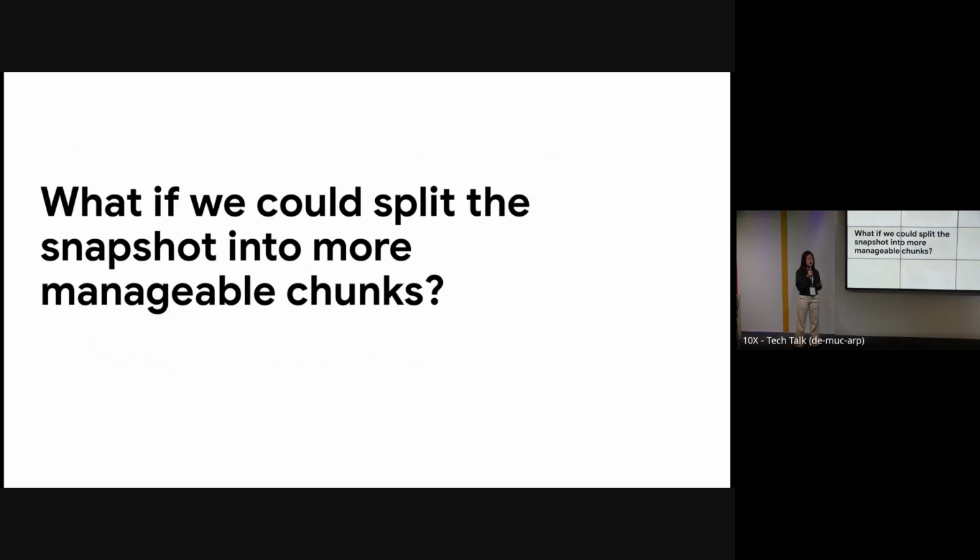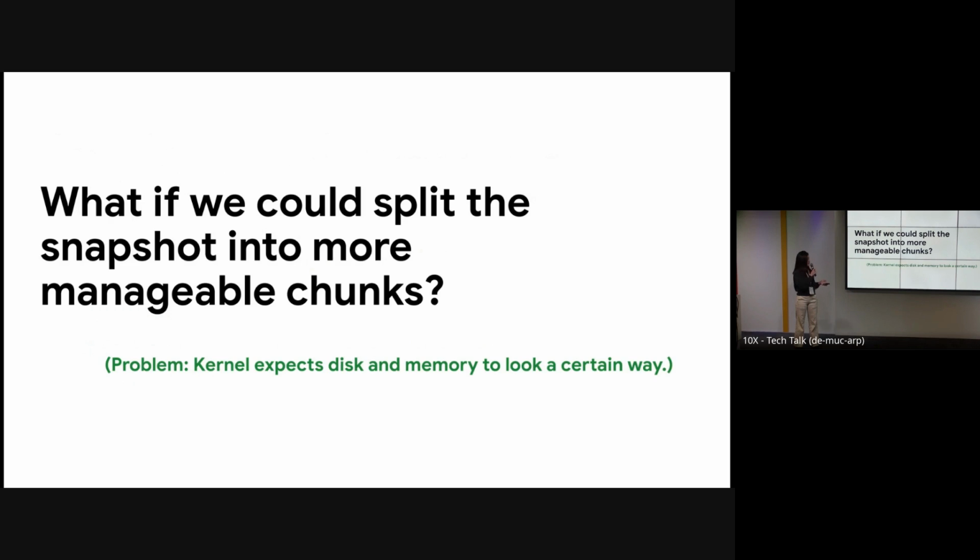So we wondered, what if we could split our snapshot into more manageable chunks? Then we could store them in a remote cache that would be much more resilient, and we could do cool things like compress the chunks for even more efficient storage. The problem is the kernel expects disk and memory to look a certain way. So if you attach a disk to a VM, the kernel expects the disk to be there. The kernel wasn't built to do fancy things like serve compressed blocks from a remote cache.